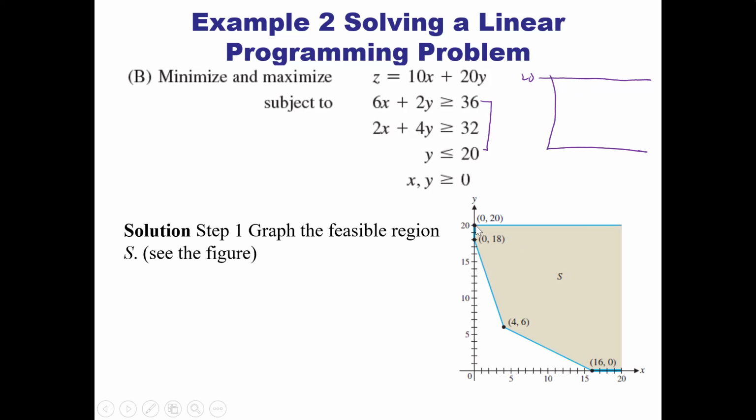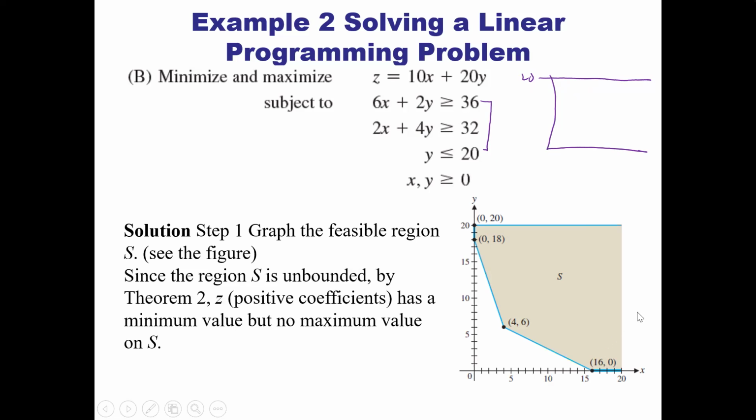Okay, so again, we can find all the corner points. That's not a problem. And the key difference here is because x is unbounded, it doesn't have any bounds for x, anything greater than 0 just keeps going on and on and on. That means there's going to be a minimum value, but it's not going to have a maximum value. So when we get done, it's just going to have one of these.